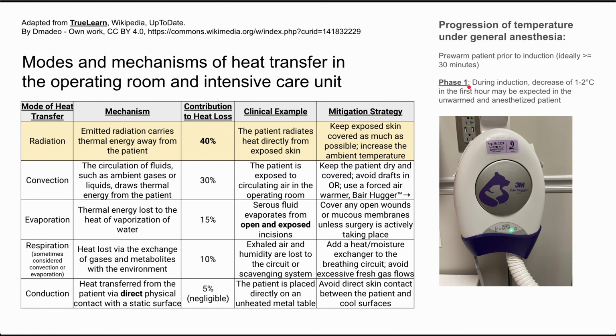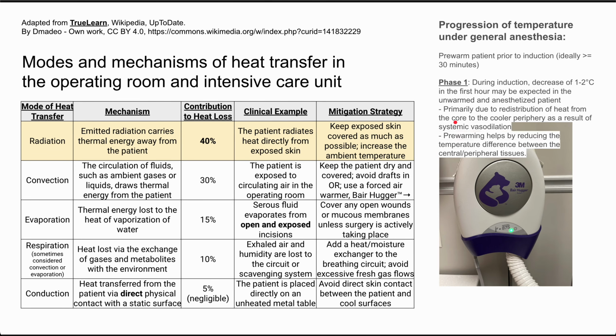In phase 1 of temperature progression during general anesthesia, you have induction, where you have a decrease of 1 to 2 degrees centigrade in the first hour in unwarmed and anesthetized patients. This is primarily due to the redistribution of heat from the core of the patient's body to the cooler periphery. This is because many medicines that we use for induction and for maintenance of general anesthesia cause systemic vasodilation, which leads a lot of blood and a lot of fluid in your body to pool to the extremities, which tend to be cooler than the core of your body.